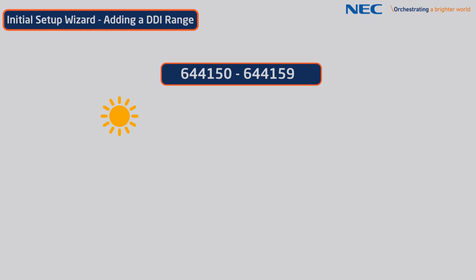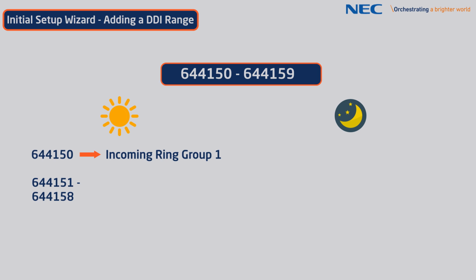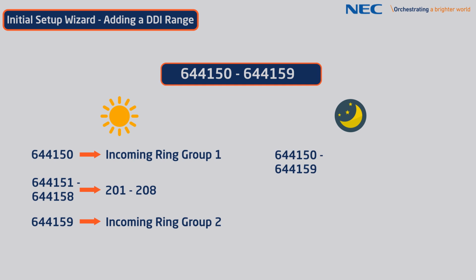The system is using day and night mode. In day mode, DDI 644150 is routed to incoming ring group 1. DDIs 644151 to 644158 route to extensions 201 to 208. DDI 644159 is routed to incoming ring group 2. In night mode, all DDIs route to VRS auto attendant to play a greeting informing the caller that the office is closed.